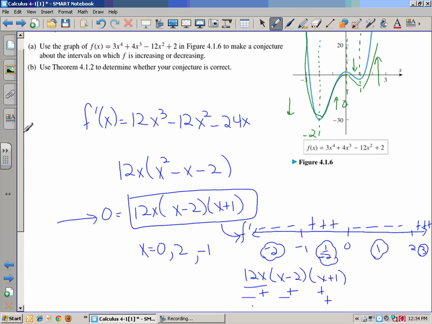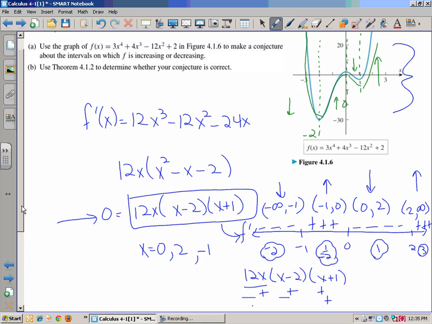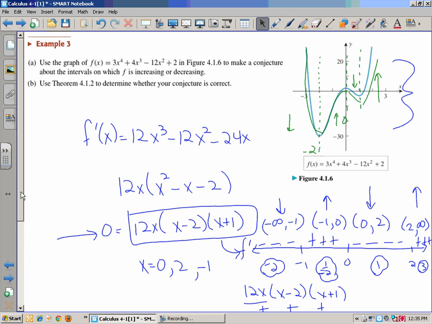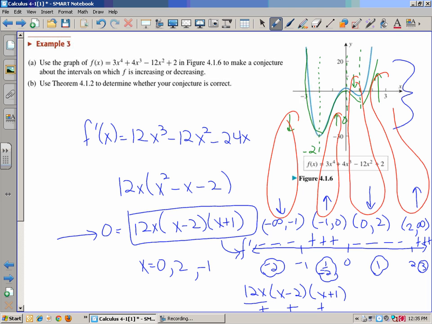It appears that my function is decreasing from negative infinity to negative 1. I am increasing from negative 1 to 0. I am decreasing from 0 to 2. And I am increasing from 2 to infinity. Notice the picture above, right here, would indicate that I'm correct. Look at my green arrows compared to my blue arrows. So comparing the arrows, look at that.